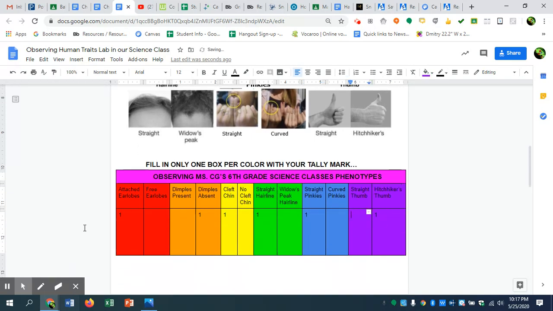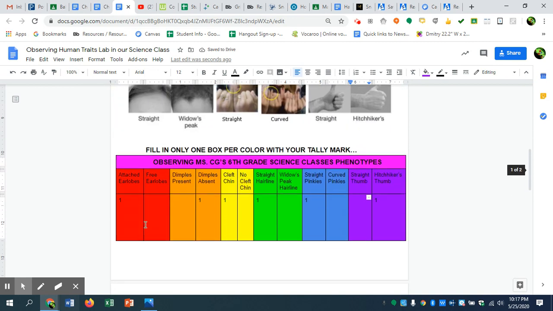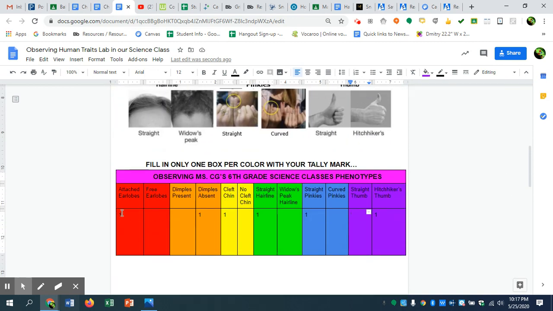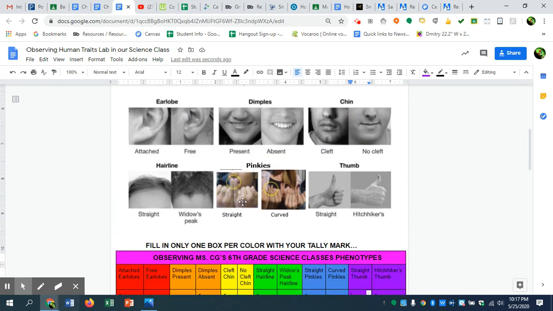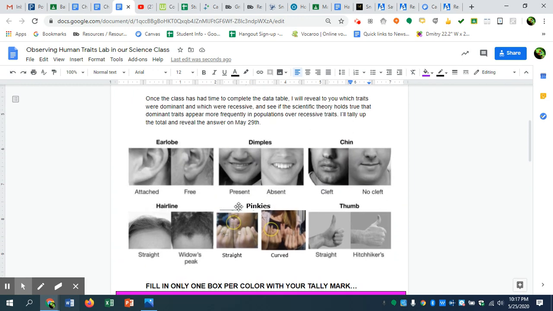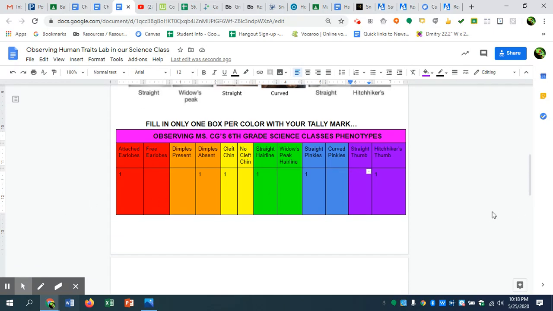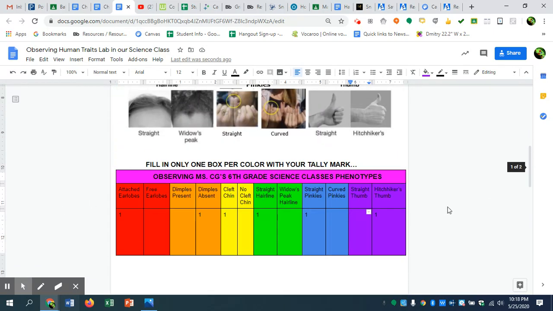Okay, so that's how you complete this table. Based on this data, where we have the most hash marks, that would be the dominant gene, or the dominant trait. I know which one of these are dominant. I'm not going to tell you yet. I just want to see how we do with our chart.